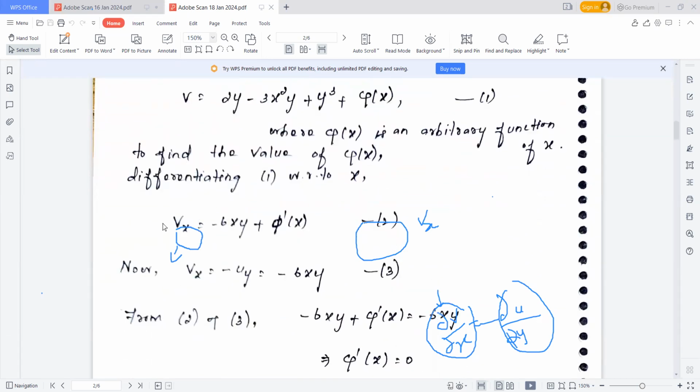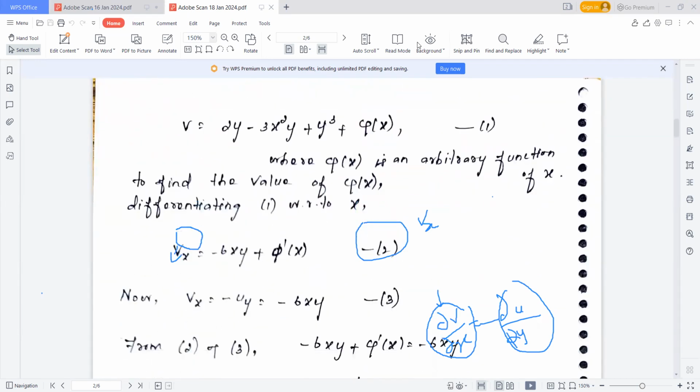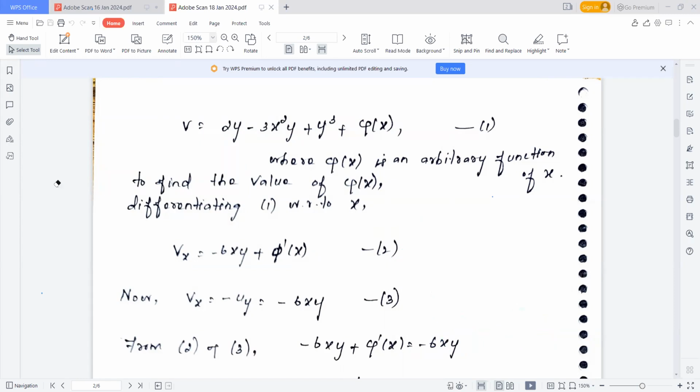Okay. So this value is obtained from differentiating the function v with respect to x. This value is obtained from differentiating the given function. So comparing equations 2 and 3, we get minus 6xy plus phi dash of x equal to minus 6y.